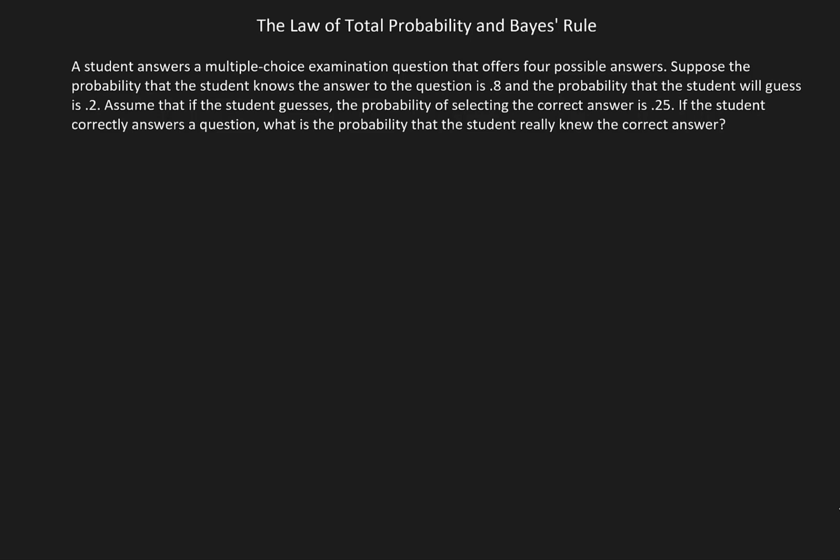Right. Let me use G for the student guesses. Then C is the student is correct. So what is the 0.8 now? Suppose the probability that the student knows the answer to the question is 0.8. So what is the 0.8 then?